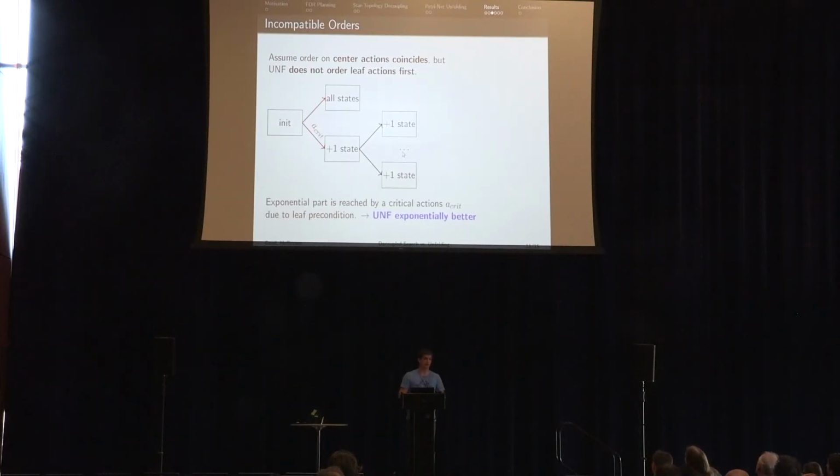We can also have it the other way around, where, say, due to a reached leaf condition that enables this action here, which we get in decoupled search but not in unfolding, because there we just apply the center action first, the unfolding actually gets a compact representation, and decoupled search doesn't, which leads to the advantage of unfolding.